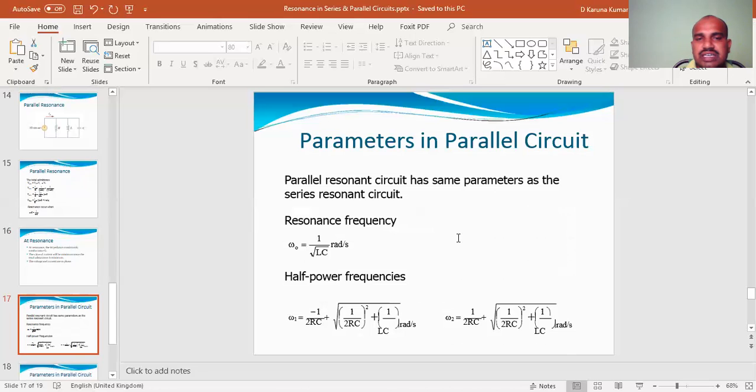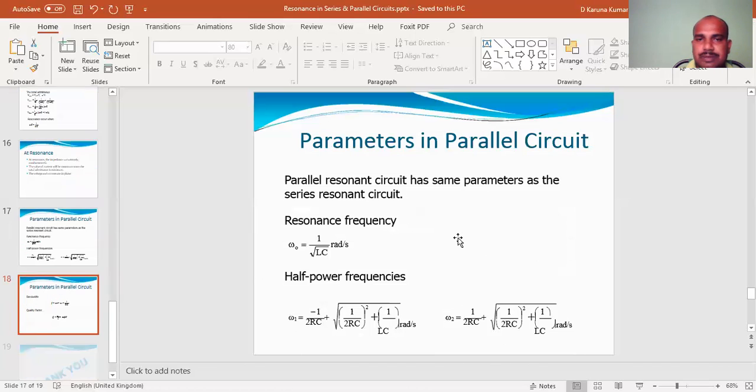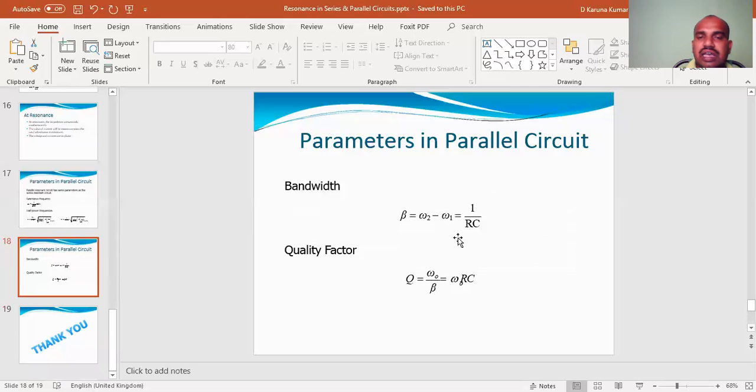The resonant frequency here is omega equal to 1 by root over LC. But in the series circuit, the resonance frequency is f equal to 1 by 2 pi into root over LC. The half power frequencies in the series resonance circuit are omega 1 equal to minus 1 by 2RC plus root over 1 by 2RC whole square plus 1 by LC, and omega 2 equal to 1 by 2RC plus root over 1 by 2RC whole square plus 1 by LC. Okay.